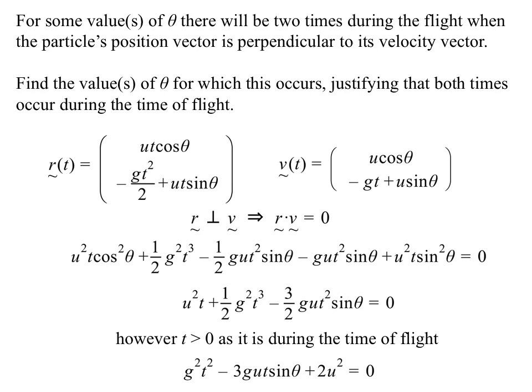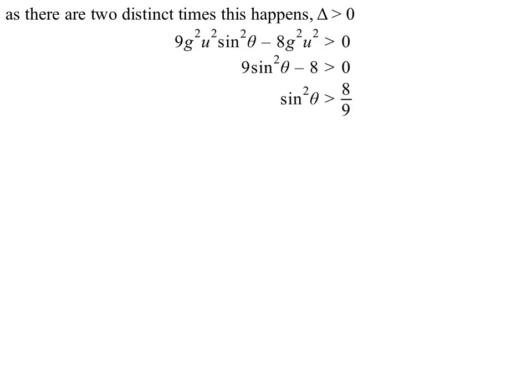2u squared, at least it's a quadratic, and whilst I might struggle to factorise that, what I do know is that if the discriminant of that is greater than 0, there will be 2 solutions, and we've been told there are 2 times. Therefore, there must be 2 solutions. I know the discriminant of that is greater than 0. Sine squared theta ends up being greater than 8/9, which means it must be between 8/9 and 1, because theta is going to be acute.